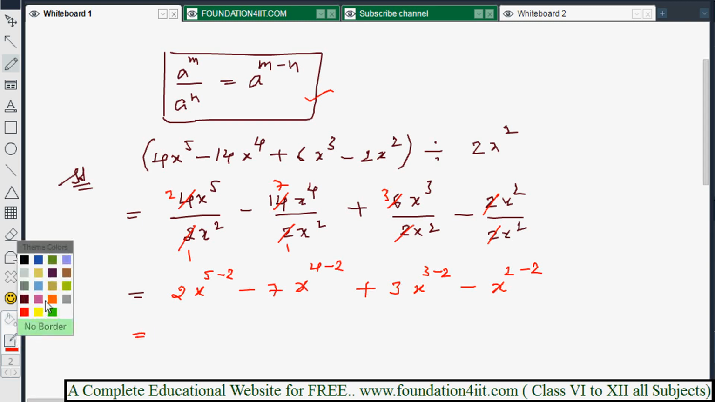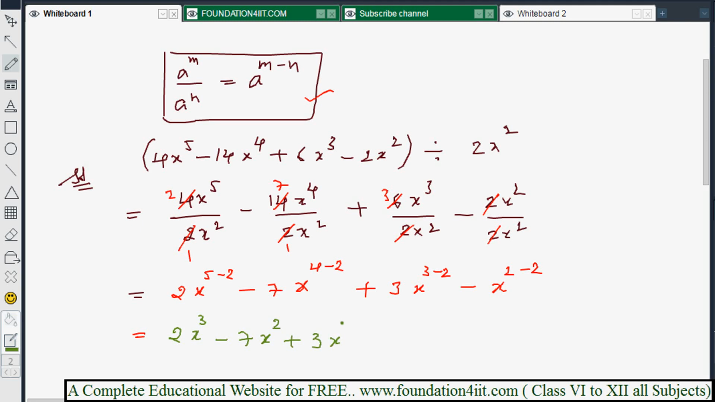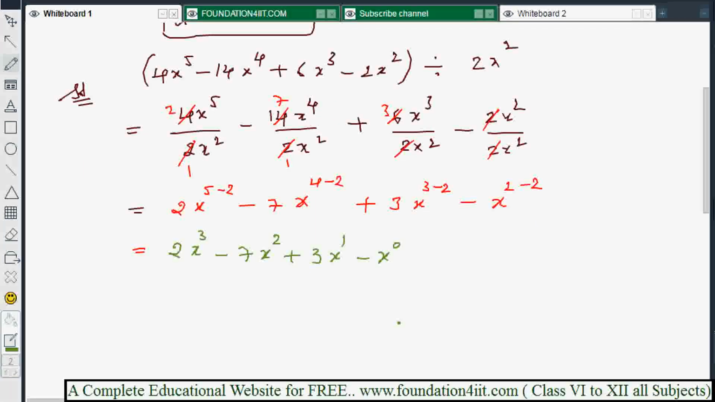So when you simplify, we get 2 into x to the power 3, minus 7 into x to the power 2, plus 3 into x to the power 1, because 3 minus 2 is 1, minus x to the power 2 minus 2 is 0. Now the final step: if you simplify, that's the only answer, 2x cube minus 7x square plus 3x minus 1, because any number to the power 0 has the value 1. That's it. Each and every term we need to divide by this monomial, then only we'll get the solution directly. Not only this, any sum is the same.